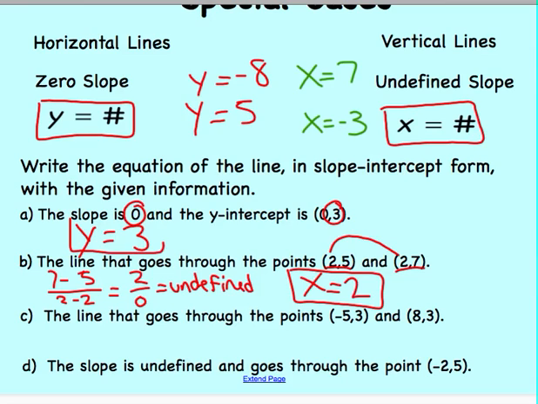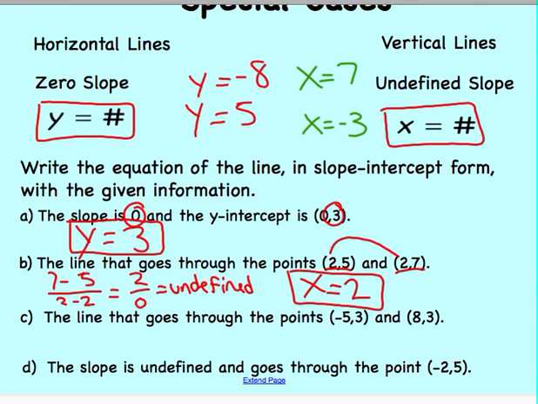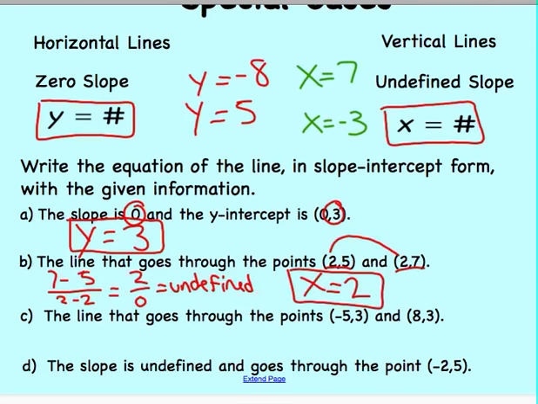All right, so notice these aren't really in slope-intercept form because they are special cases. But again, if you notice a special case, it's actually easier for you because there's no work to do except just write out y equals a number or x equals a number. Notice the x values were the same and the answer was x equals 2. So let's see if we can do letter C without doing any work at all. Notice they have the same y value. Well, therefore, the answer must be y equals 3.